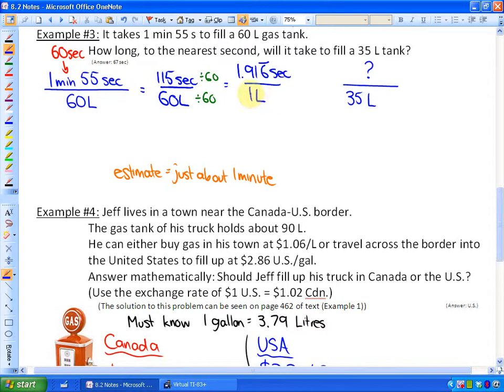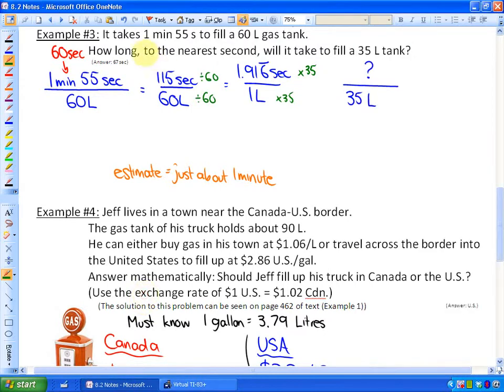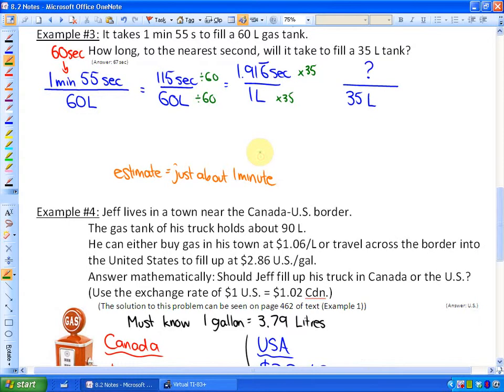Now, if that's the time it takes to fill up 1 liter, I need to multiply it by 35, and that is going to give me the amount of time that it's going to take to fill up 35 liters. So multiply that by 35, and I have 67.08, and it says to the nearest whole second, so 67.08 is 67 seconds. So it's going to take me approximately 67 seconds to fill up 35 liters of gas. And that is my solution using unit rates.